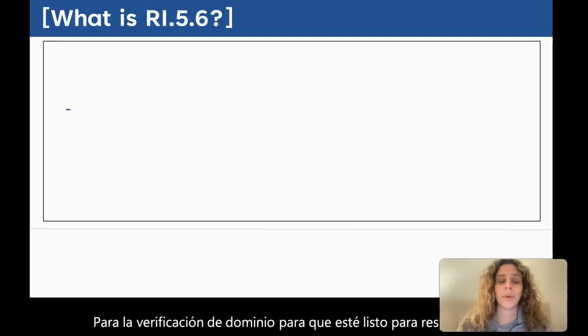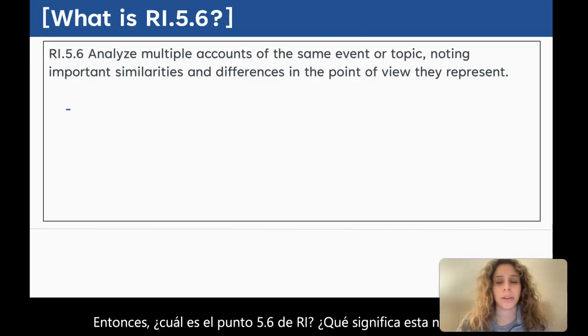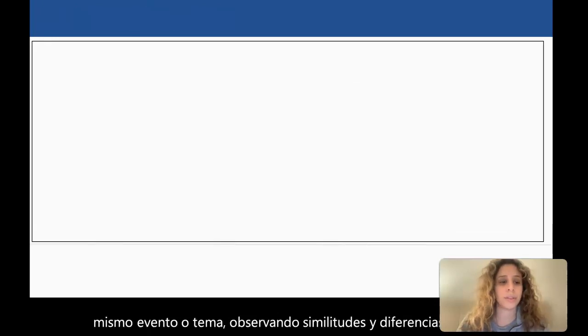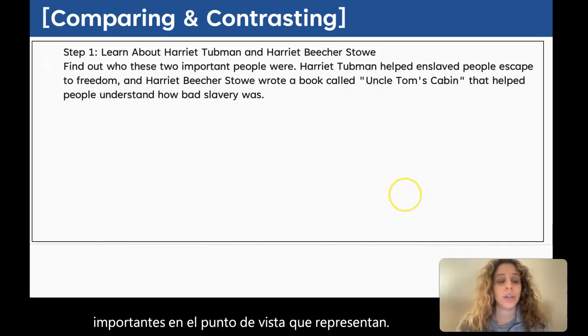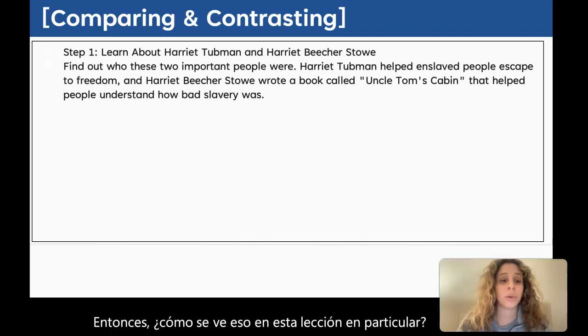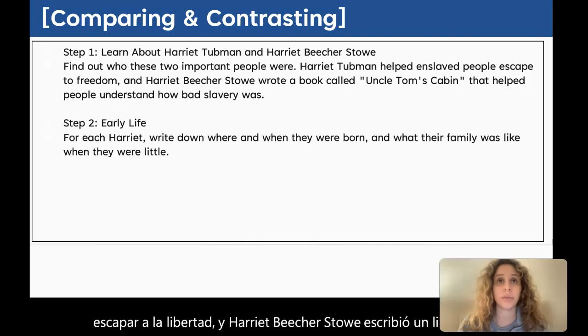So what is RI.5.6? What does this standard mean? RI.5.6 means to analyze multiple accounts of the same event or topic, noting important similarities and differences in the point of view they represent. So, what does that look like in this particular lesson? Step 1 is to learn about Harriet Tubman and Harriet Beecher Stowe. You're going to find out who these two important people are. Harriet Tubman helped enslaved people escape to freedom, and Harriet Beecher Stowe wrote a book called Uncle Tom's Cabin that helped people understand how bad slavery was.